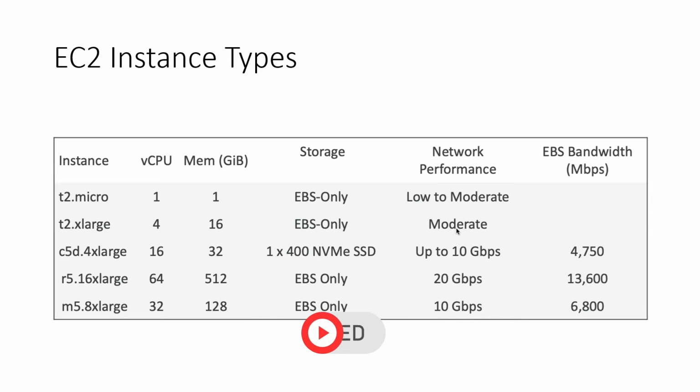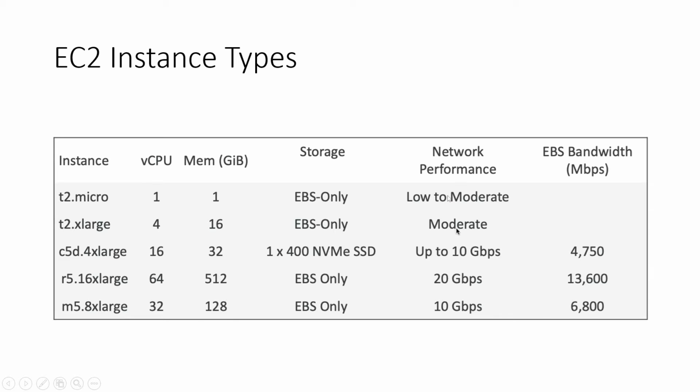Let's see the different EC2 instance types. While creating an EC2 instance, it allows us to choose different types of instances, and I have listed a few here. Out of that, T2.micro is the one. With T2.micro, we get one vCPU and 1 gigabyte of memory. For storage, it uses EBS, and network performance is low to moderate.